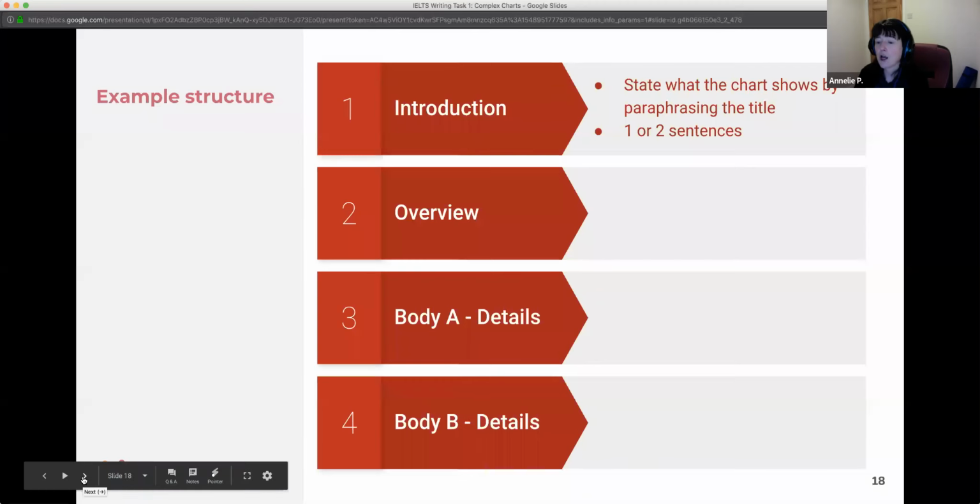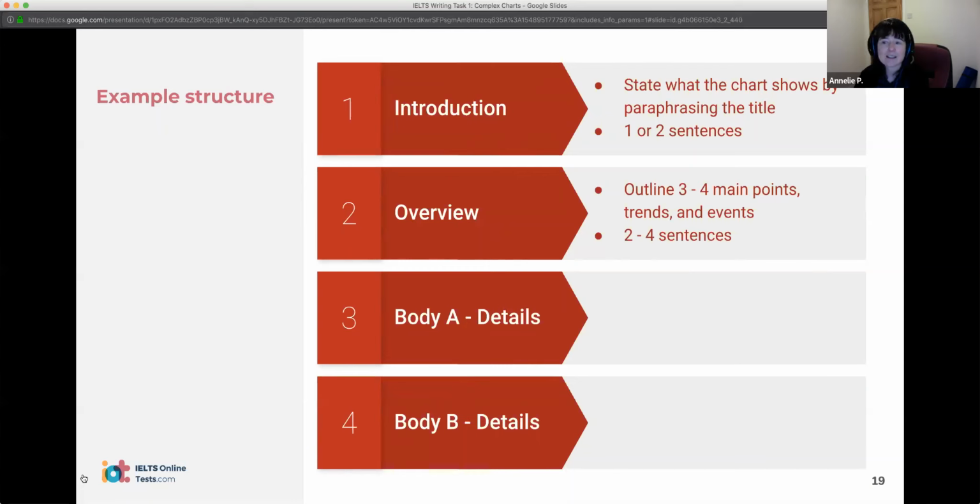Then we are going to have the overview. So what kind of information do we want to put in the overview? Okay, very good. Perhaps the key features. Anything else for the overview? Okay, the main trends, the highlights. Okay, very good. Yeah, as Noah said, maybe highest figure or lowest figure. Okay. So some main points, again, it's quite short, the overview, probably maximum 4 sentences.